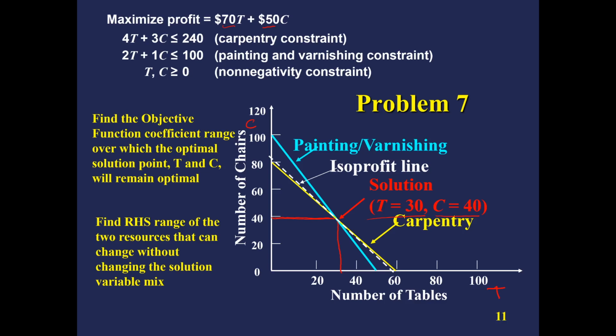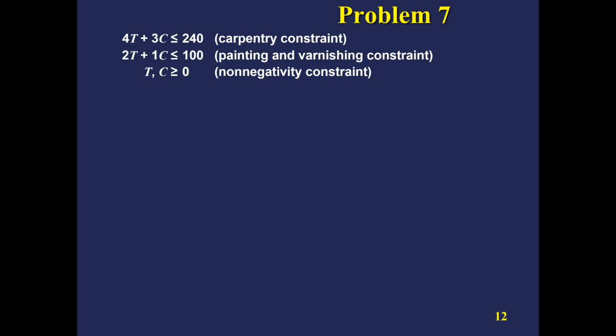Now it says find the objective function coefficient range over which the optimal solution point T and C will remain optimal, and find the right hand side range of the two resources. Let's go to the next slide and I will show you how to find the objective function coefficient range. The formulation is given, and we want to find the profit range of the table.